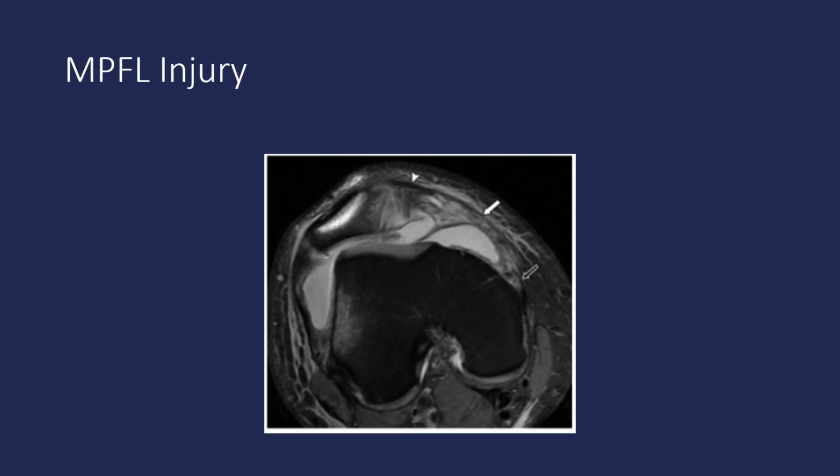Here we see a complete disruption of the medial stabilizers, indicated by the white arrow. Wavy or retracted fibers surrounded by effusion are conspicuous for complete disruption. The arrowhead shows fragments of the patellar insertion of the MPFL, while the black arrow points to fragments of the femoral origin.